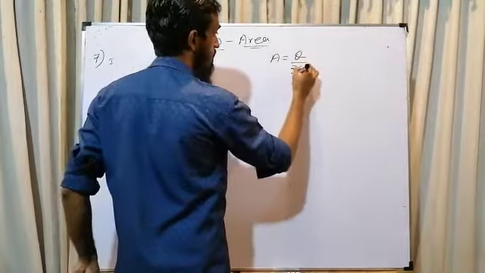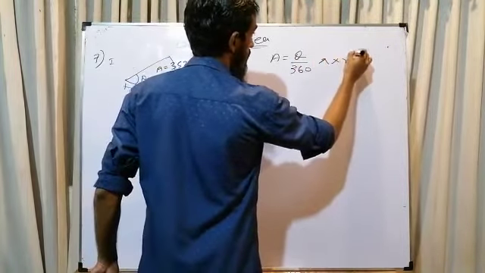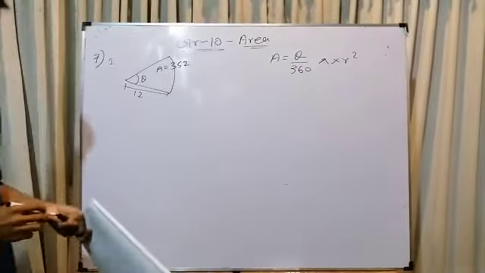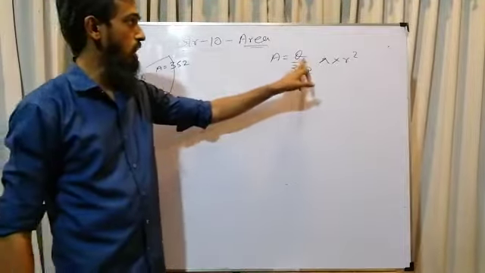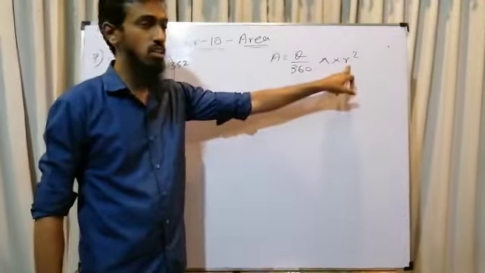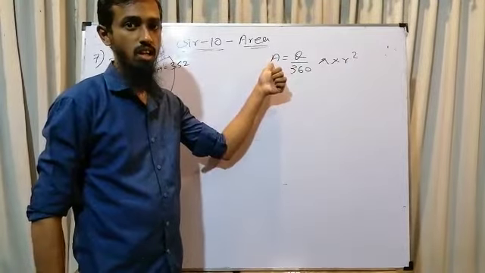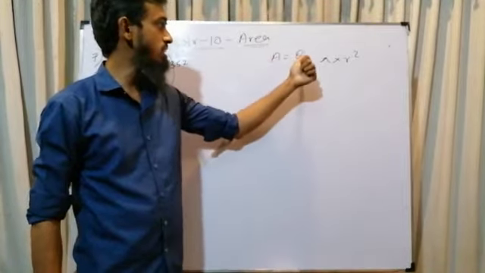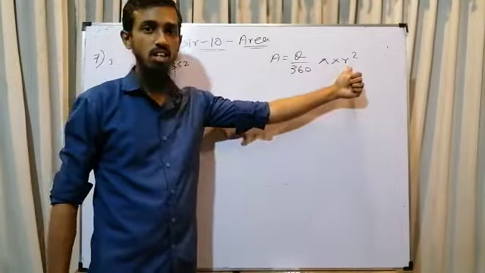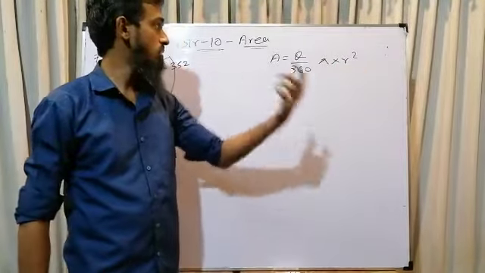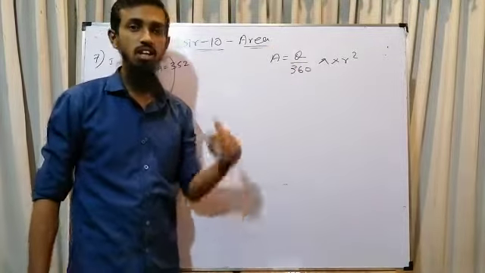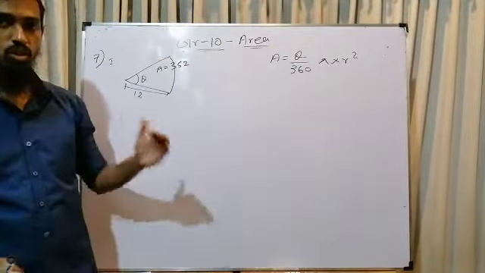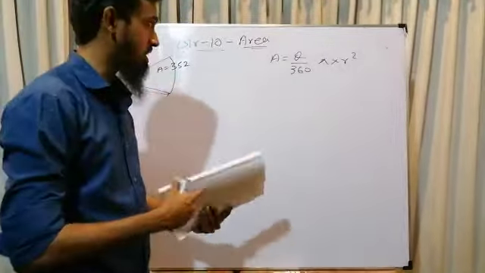So if you observe the equation, theta over 360 into pi r square. If you have theta and the radius, we can find the area. If the area and theta is given, we can find the radius. Another way, area and radius is given, we can find the angle. So that's how the question keeps changing.